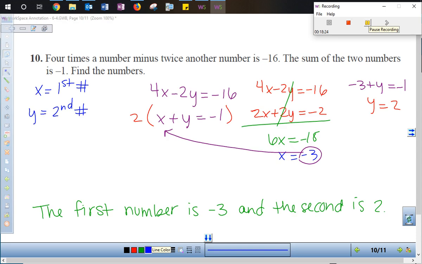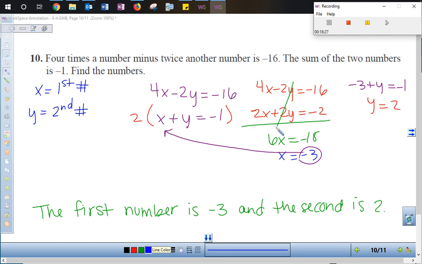Okay, hopefully you let x represent your first number and y represent your second number. Then your two equations should have been 4x minus 2y equals negative 16 and x plus y equals negative 1. When you multiply the second equation by 2 to eliminate the y's, that'll give you a new equation of 2x plus 2y equals negative 2.